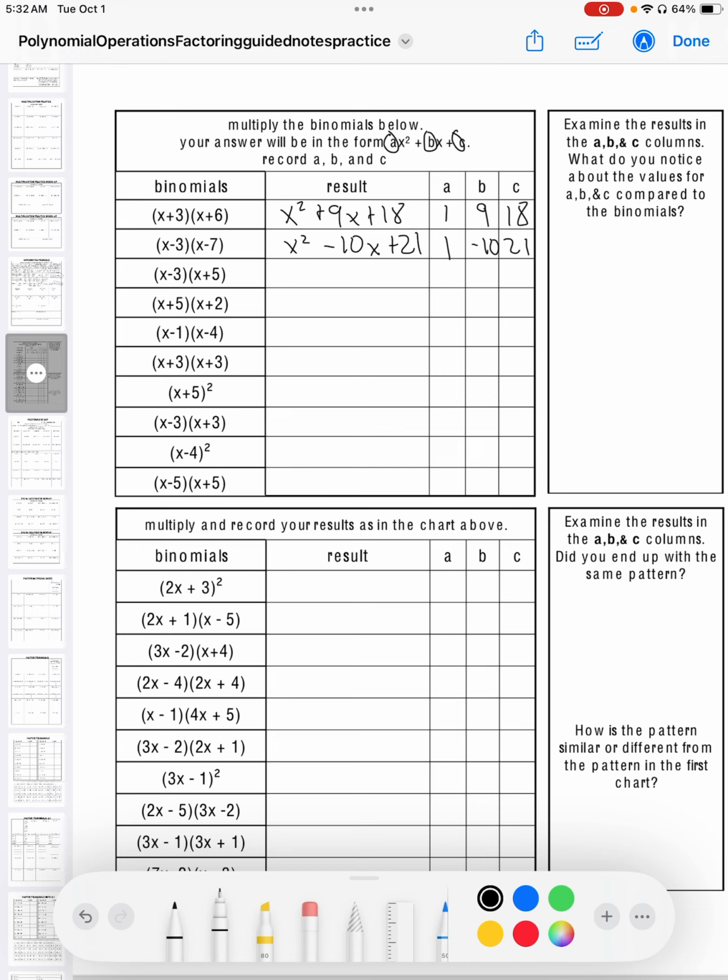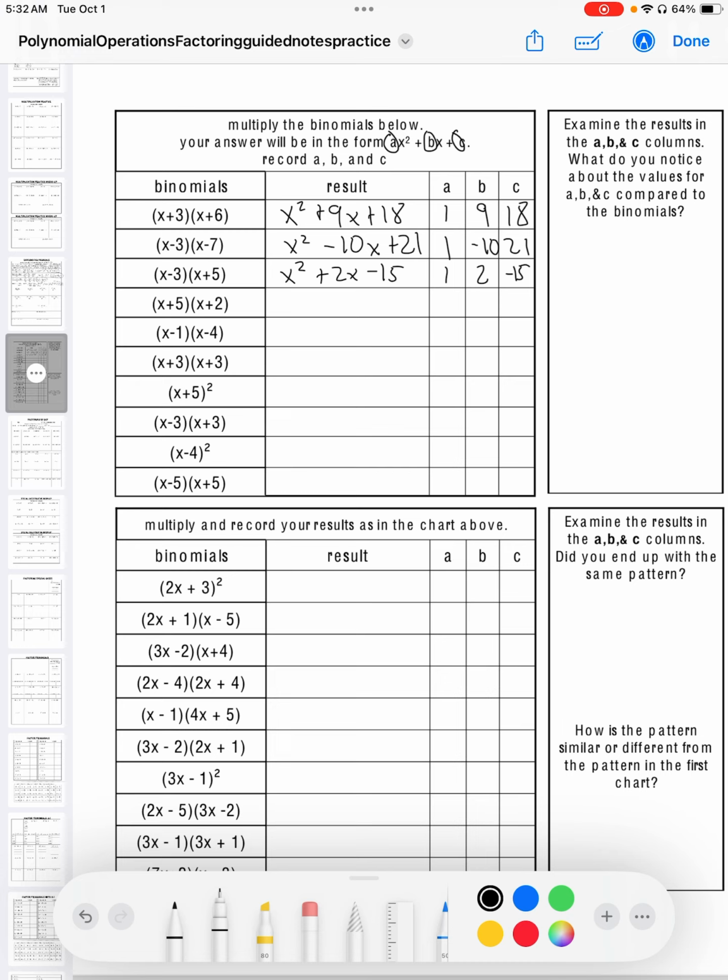The last one I'll do is the x minus 3 times x plus 5, which would give you x squared plus 2x minus 15, which would give you a is 1, b is 2, and c is negative 15. So you're going to need to multiply in the rest and find a, b, and c.